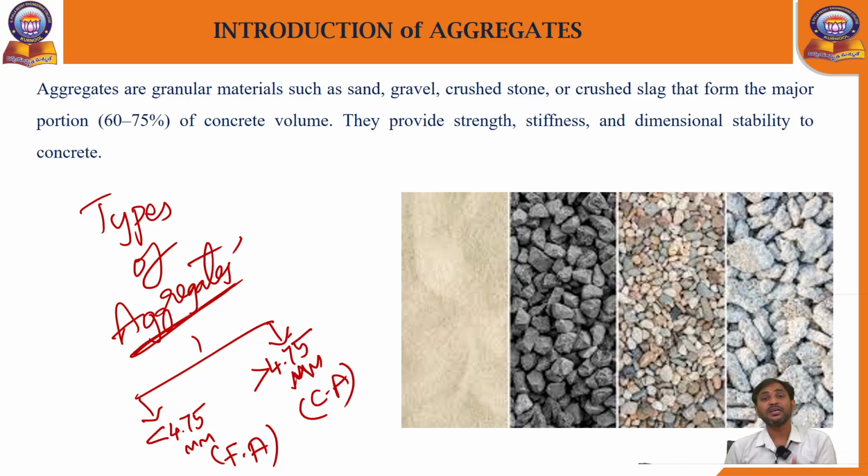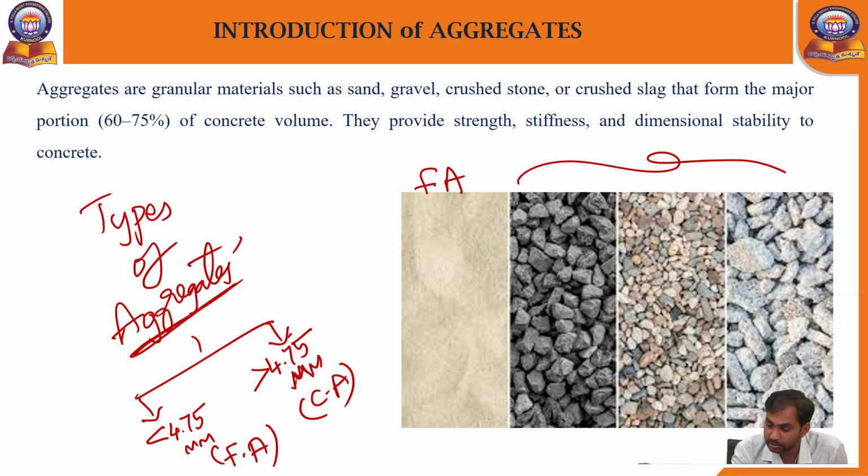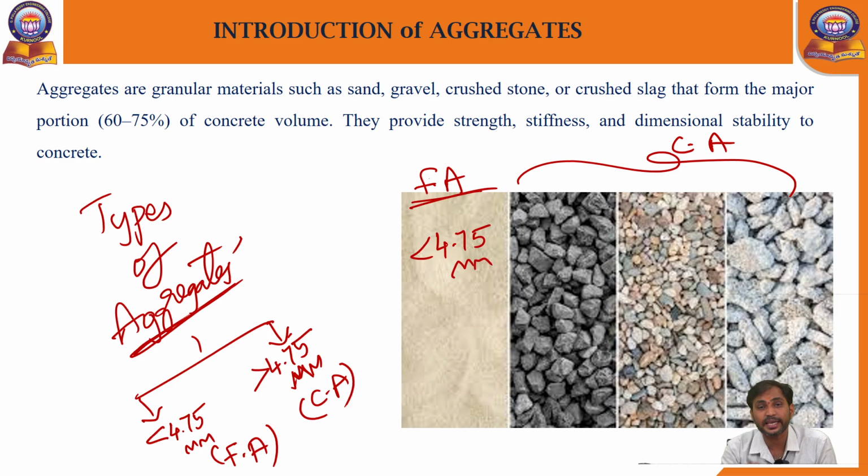So in this image, where is the fine aggregate and where are the coarse aggregates? This is fine aggregate, and these are the coarse aggregates. How are we going to define them? The fine aggregate size is less than 4.75 mm, and the coarse aggregate sizes are more than 4.75 mm: 4.75 mm, next 10 mm, 12 mm, 20 mm, 40 mm, 50 mm, 60 mm, 80 mm, like that it will be available.